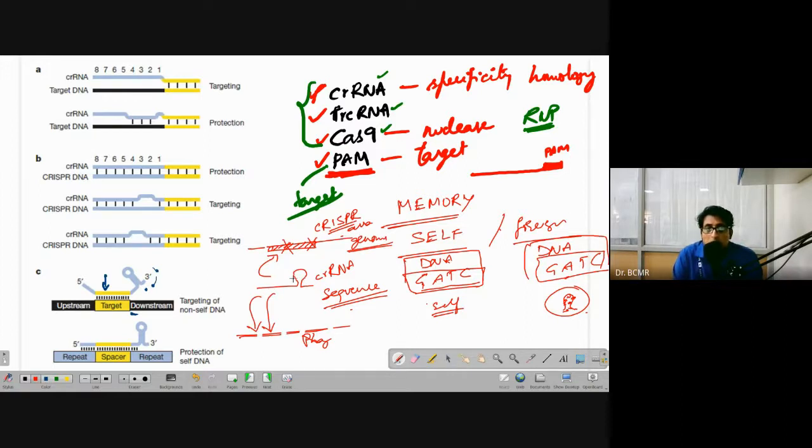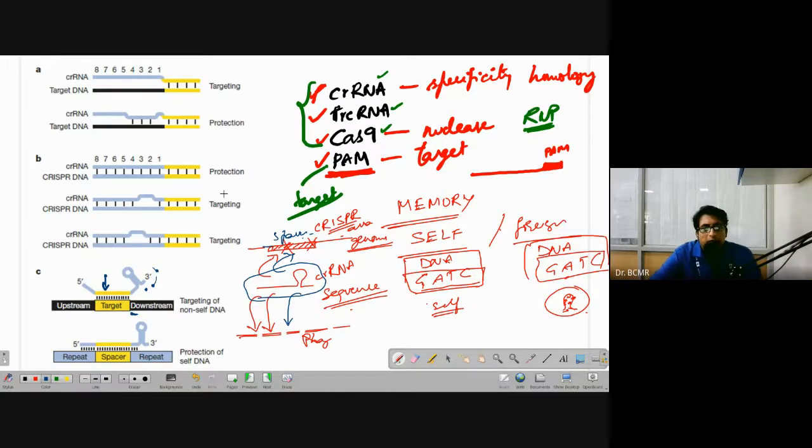So the question here for us is simple. We have a CRISPR RNA, and it can bind to the target phages and degrade them. Then why is it not degrading the CRISPR array itself? The CRISPR genetic element, the spacer, is the same. For that, there are different theories, and different people have found different solutions.